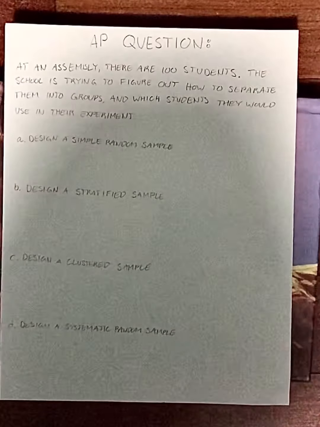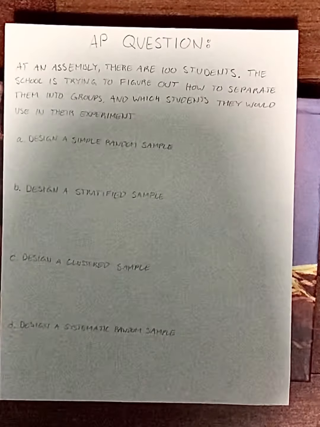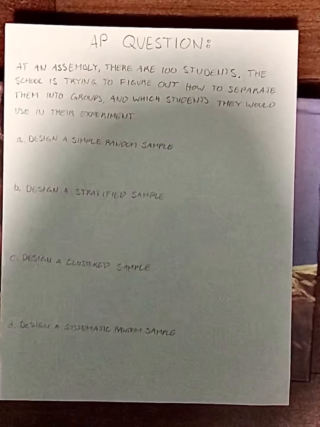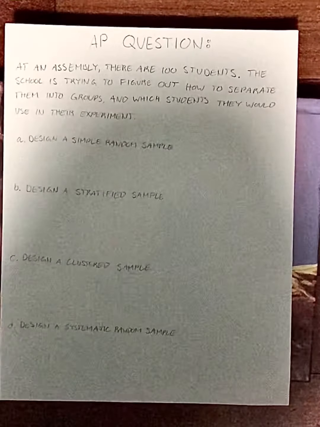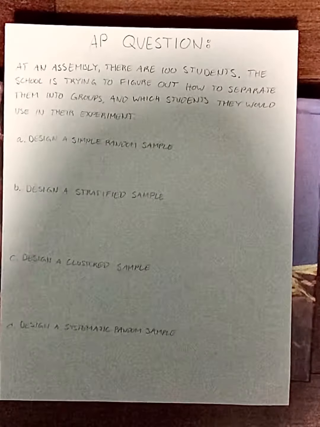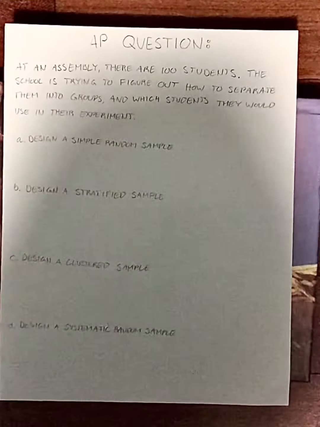The practice AP question is, at an assembly, there are 100 students. The school is trying to figure out how to separate them into groups and which students they would use in their experiment. Part A, design a simple random sample. Part B, design a stratified sample. Part C, design a clustered sample. And Part D, design a systematic random sample. Pause now if you want to try it yourself.